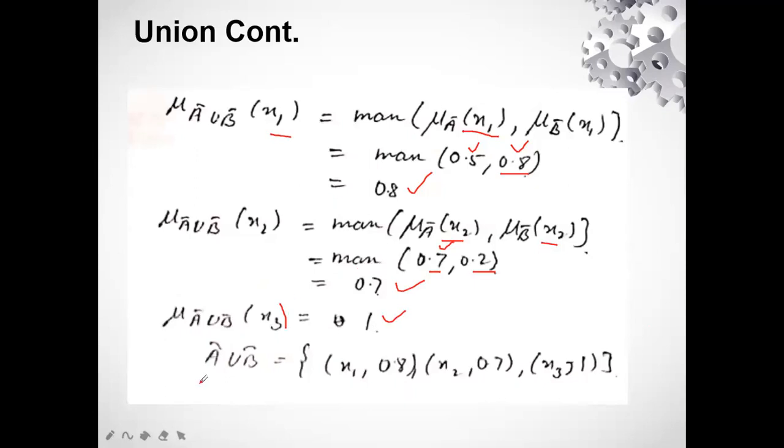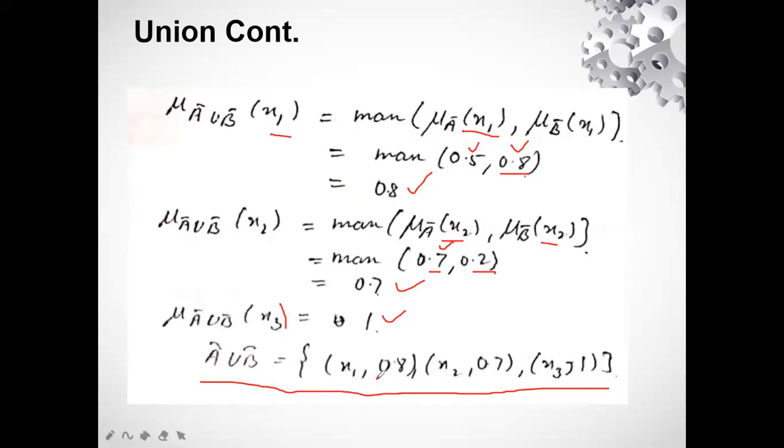So finally, what will be the set a bar union b bar? The value for x1 is 0.8. For x2, the value is 0.7. And for x3, the value is 1. So this is how we are going to denote it.